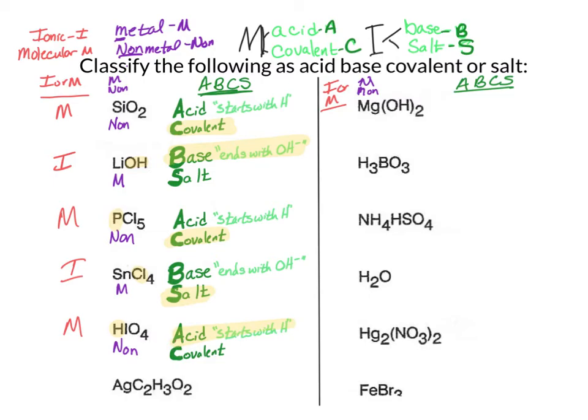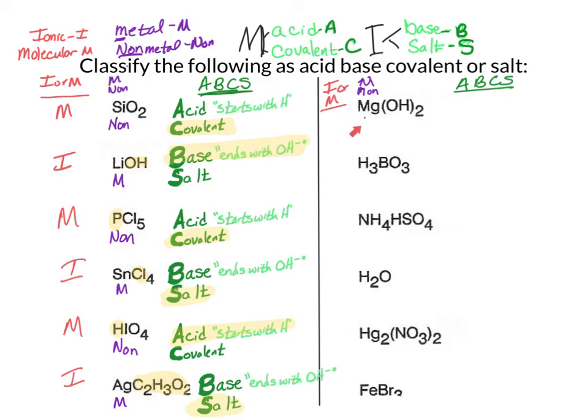And then we have silver acetate. Starts with silver, which is a metal. That means it's an ionic compound. If it's an ionic compound, it has the choice of a base or a salt. If it's a base, it needs to end with hydroxide, and it does not end with hydroxide, so we have a salt.